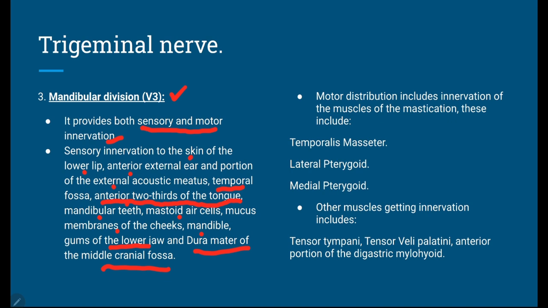Now the motor distribution of the mandibular division includes the muscles of mastication, and these include temporalis, masseter, lateral pterygoid, medial pterygoid, and the other muscles that get the innervation from the mandibular division of the trigeminal nerve are tensor tympani, tensor veli palatini, anterior portion of the digastric, and mylohyoid.